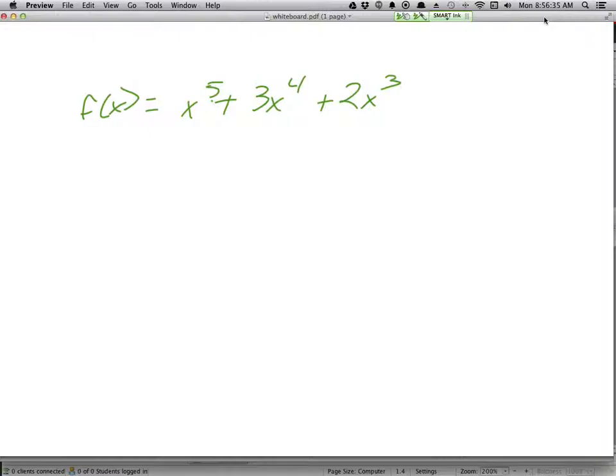Alright, so now we're interested in finding the zeros. So Natasha, what do I need to do to find zeros? Plug 0 in for y, so we want to set it equal to 0. Okay, so we're finding zeros, we set it equal to 0. Bobby, what do we want to do next?